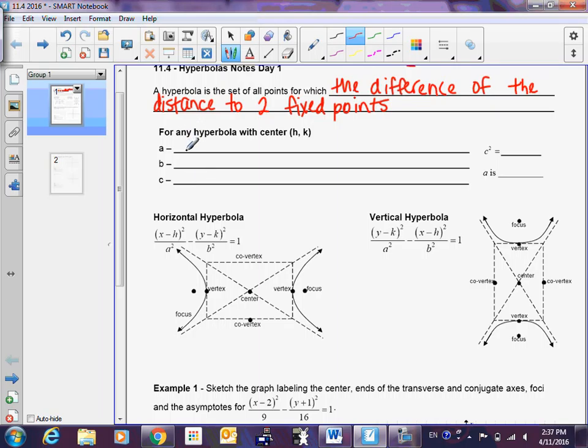So what is A? Look on your card if you need to. The distance from what? Center to vertex. The distance from center to a vertex. And remember, there are two vertices. All right, and so what that would mean, I'm going to kind of color code this to make it a little bit easier. The A could be side to side, and it could be up and down. And that was true when we did ellipses as well.